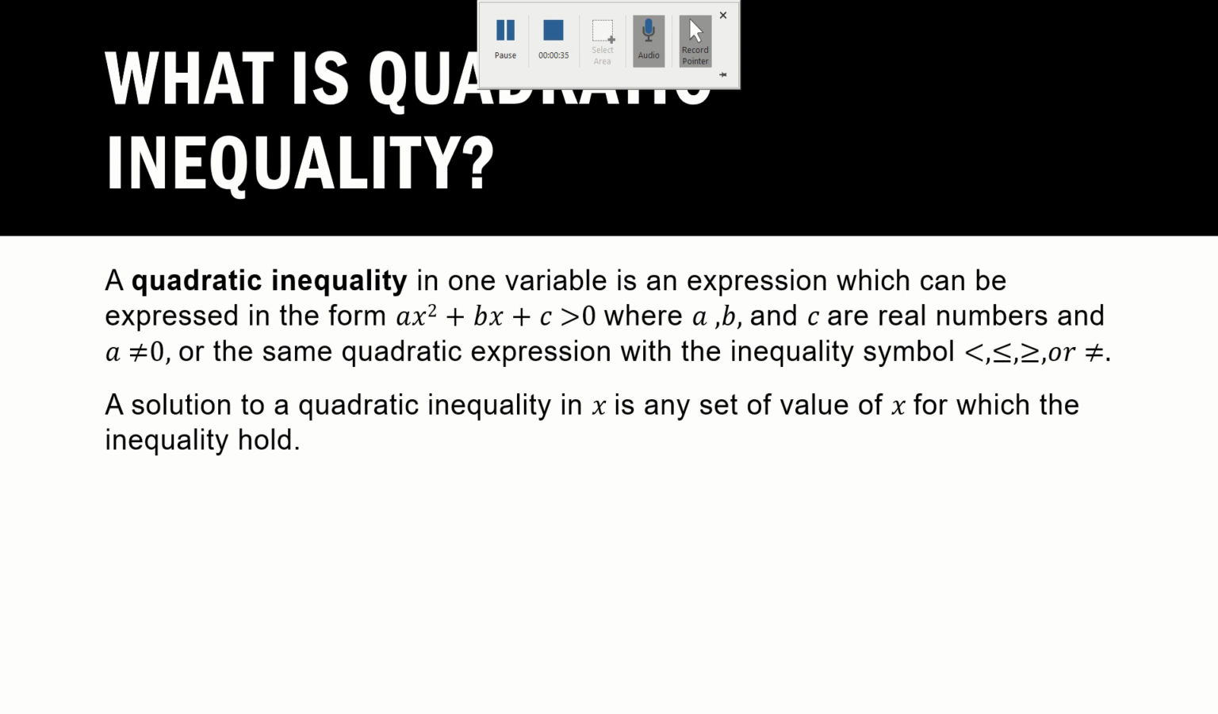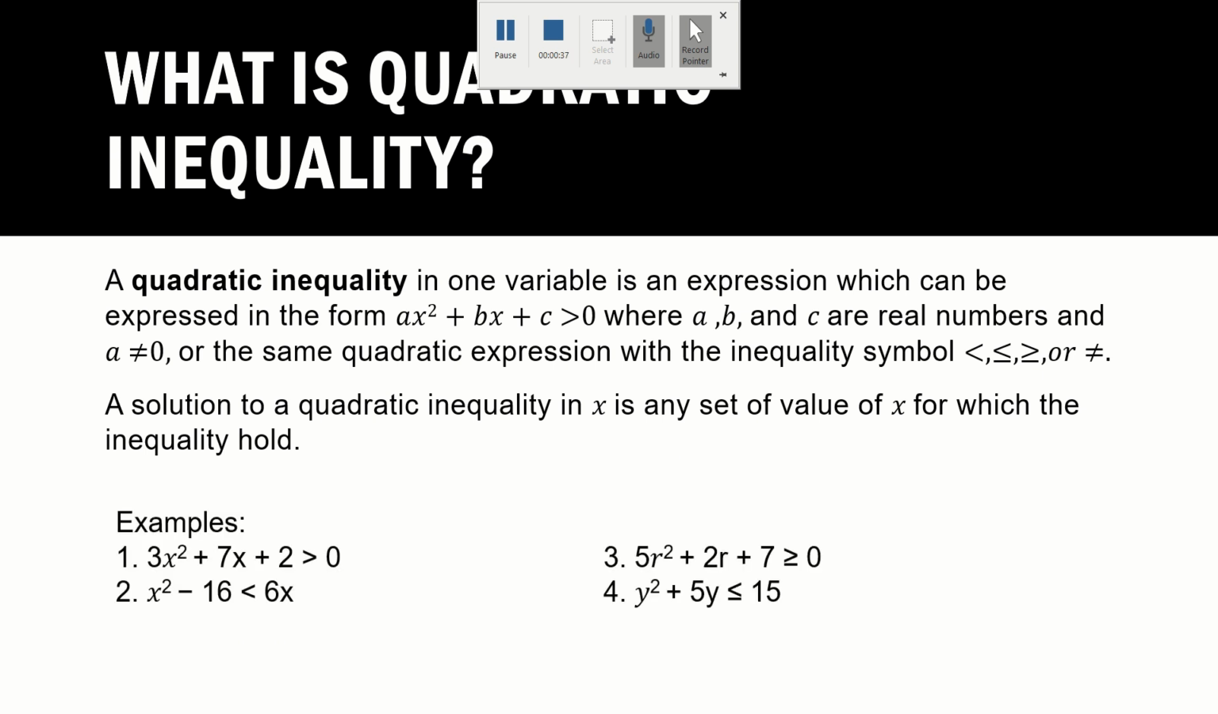A solution to a quadratic inequality in x is any set of values of x for which the inequality holds. For example, we have here 3x squared plus 7x plus 2 is greater than 0, x squared minus 16 is less than 6x, 5r squared plus 2r plus 7 is greater than or equal to 0, and y squared plus 5y is less than or equal to 15 are examples of quadratic inequalities.